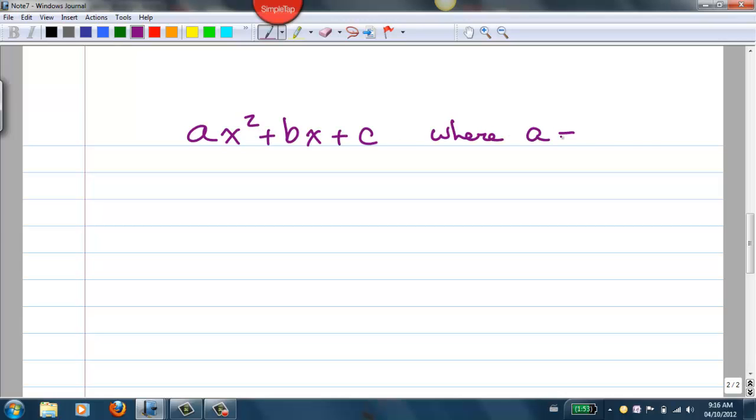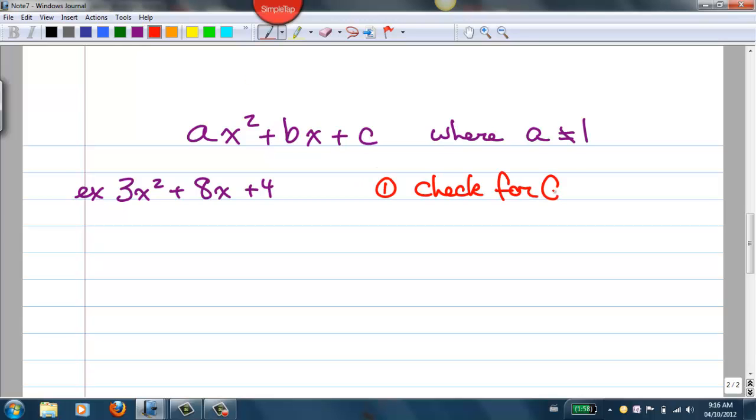So now let's take a look at some where a is not equal to 1. And we'll start with 3x squared plus 8x plus 4. First thing to do always when you're factoring is to look for a greatest common factor. And in this case there isn't one. Well, there is, it's 1.